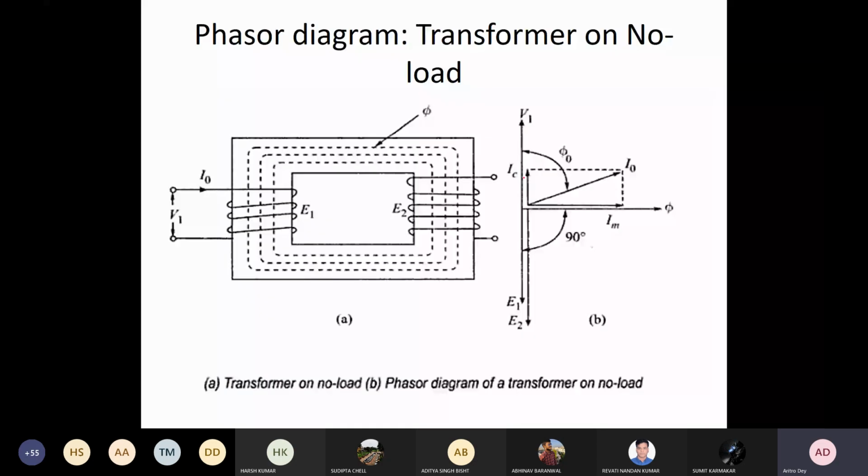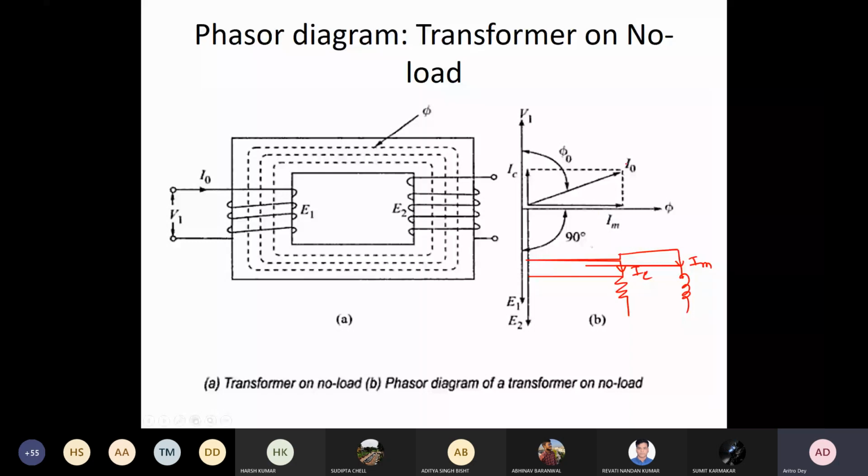If we go back here, this is your IC. In the ideal case, this is your IC, this is your IM, and this is your I0. So I0 is basically the phasor sum of IM and IC. That's why we have drawn the two parallel paths, one for IC and one for IM. IM is purely inductive, so it is 90 degrees lagging, and IC is purely resistive, so it is in phase with V1.